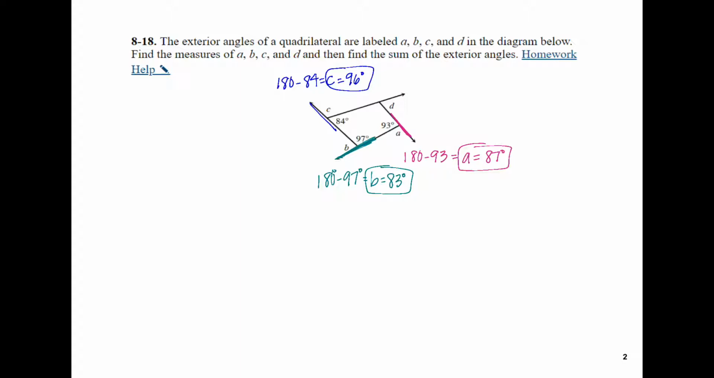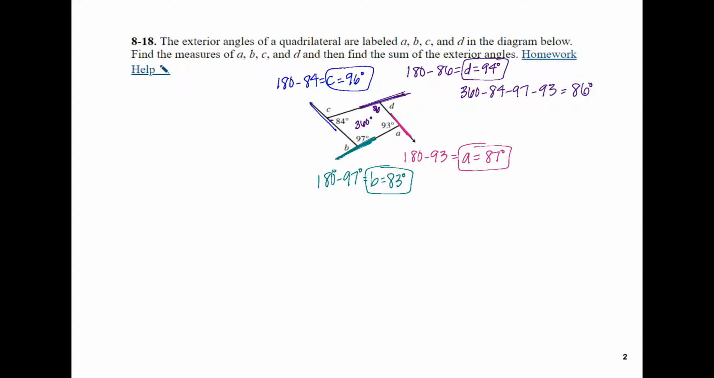And then my final angle, angle D, I know that in a quadrilateral, everything on the inside adds up to 360 degrees. So if I subtract 84, so 360 minus 84 minus 97 minus 93, I get 86 degrees as my interior angle right here. This is a straight angle, so I'm going to take my 180 and subtract my 86, which will give me angle D, and angle D is 94 degrees.